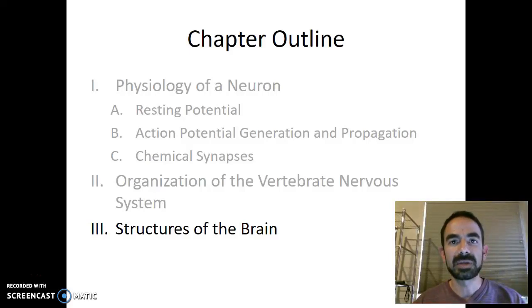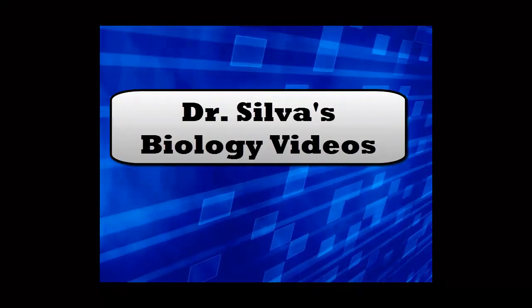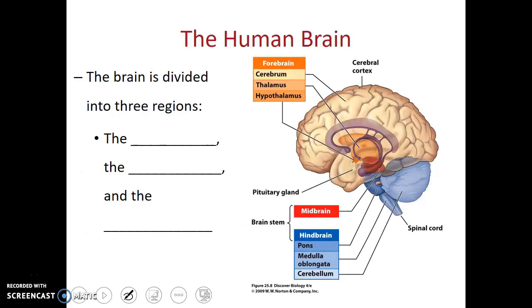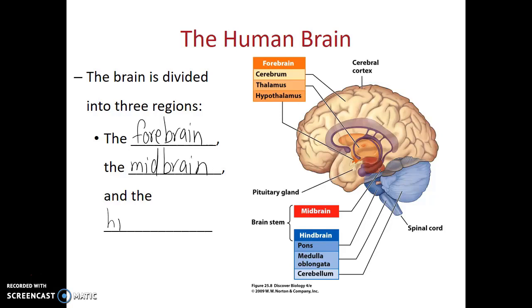In this video, we're going to learn about the anatomy and physiology of the brain. So let's look at the structures of the brain. Now the brain is divided into three regions: the forebrain, the midbrain, and the hindbrain. The midbrain and the hindbrain together are known as the brain stem.